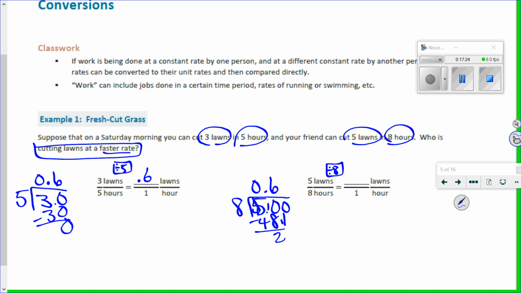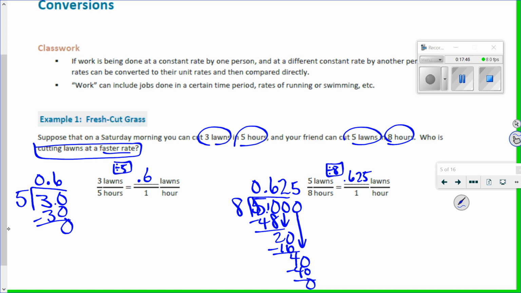Still not at 0, so I'll add another 0. 8 goes into 20 twice. Subtract 16 gives me a 4. Still not at 0, so I'll bring in another one. 8 goes into 40 5 times. Now I finally made it to 0, so my answer is 625 thousandths of a lawn.